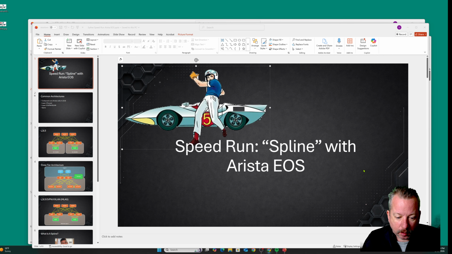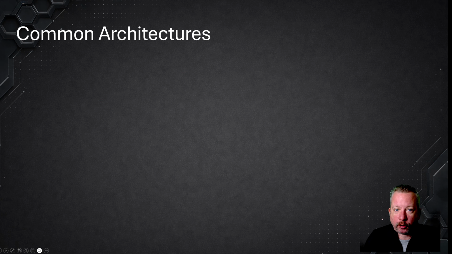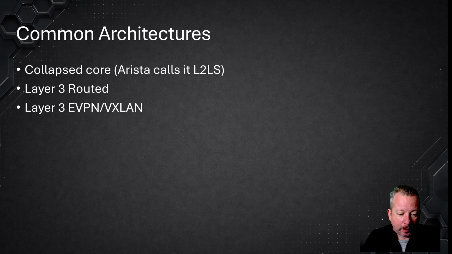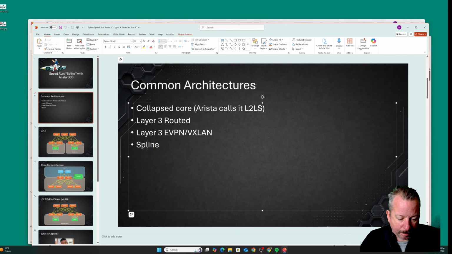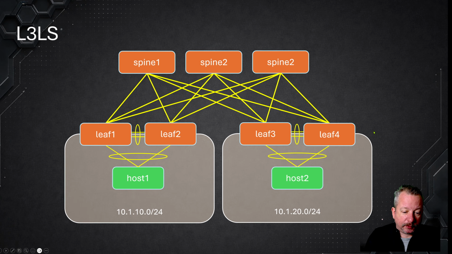Today's live stream is going to be a speed run of Spline. So what is a spline? There are common architectures we have for doing any kind of network deployment with switching gear. There's the collapsed core. Arista calls it a layer 2 leaf spine. Layer 3 routed. Layer 3 EVPN and VXLAN, and there are two variations of that topology. And then spline. And layer 3 leaf spine, that's pretty familiar to us.